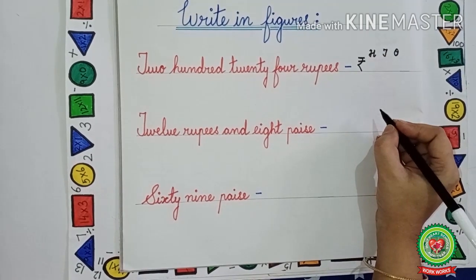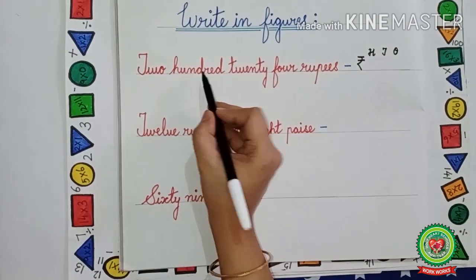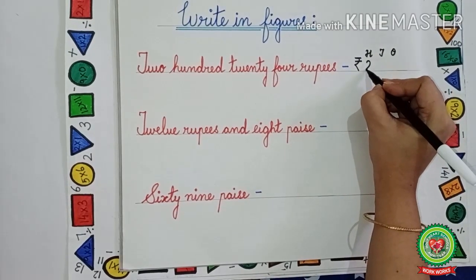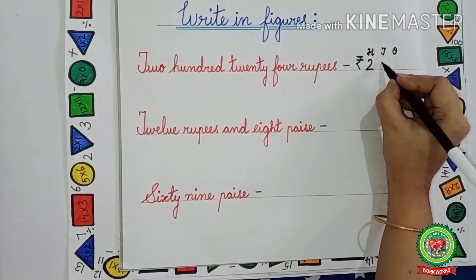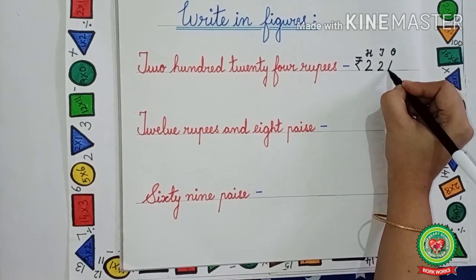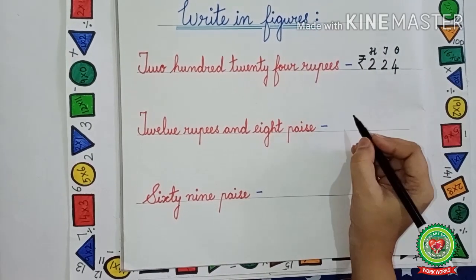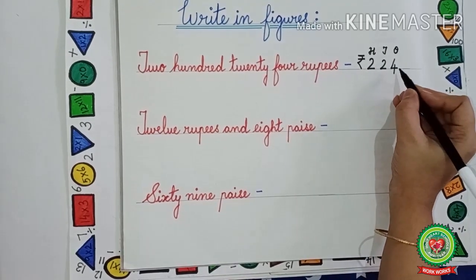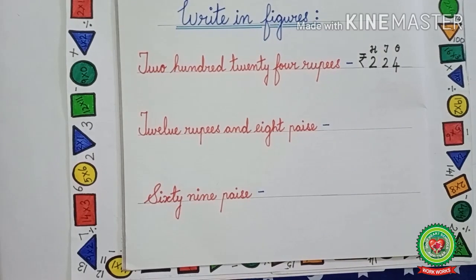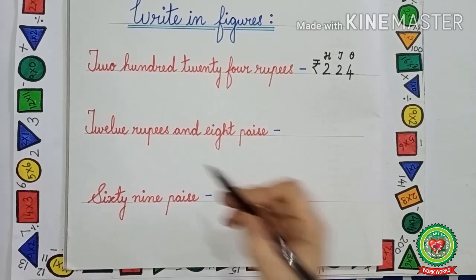Now let us see how we will write 200. So we will write 2 under 100. Now 24. That means we will write 2 under tens and 4 under ones. So what is the amount? Rupees 224. Now let us see the next one.